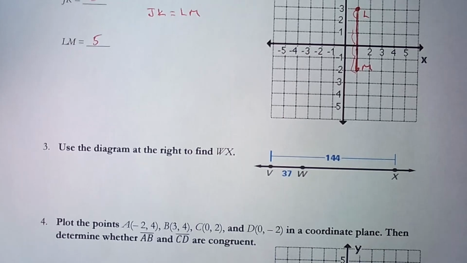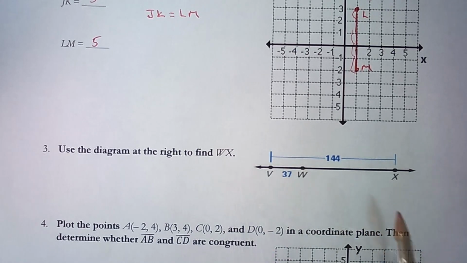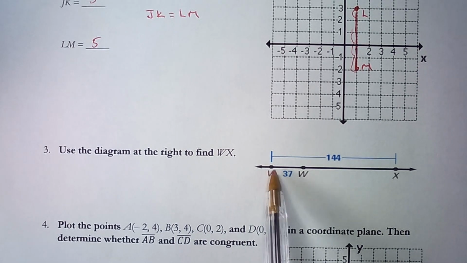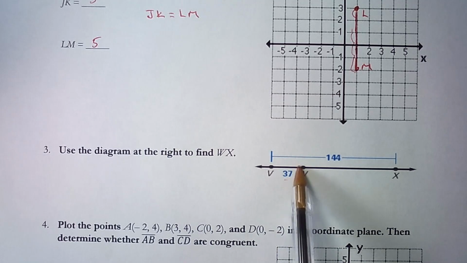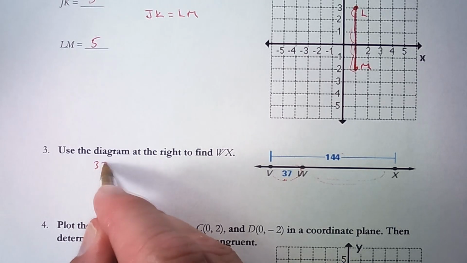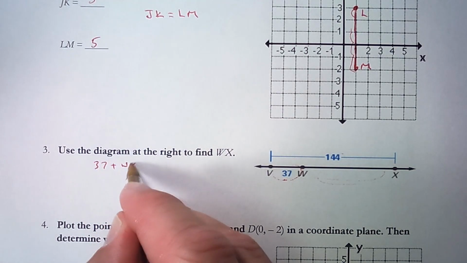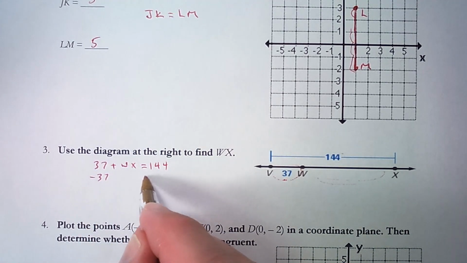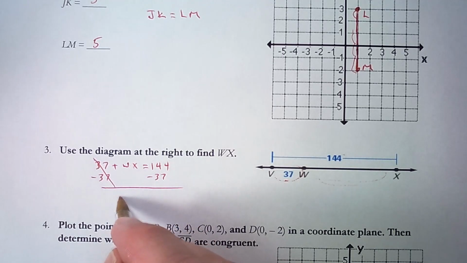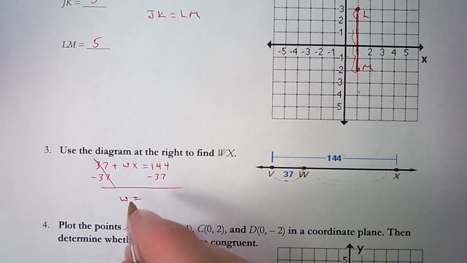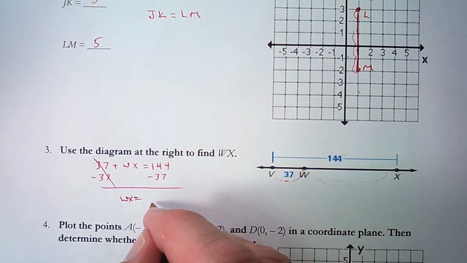Okay, we're going to use this diagram to find the length of WX. So now we're doing a little bit of review here. We're going back to the segment addition postulate. So I know that VW plus WX equals 144. So 37 plus the length of WX equals 144. So I'm going to subtract 37 on both sides. WX equals 144 minus 37, which is 107. So WX is 107.